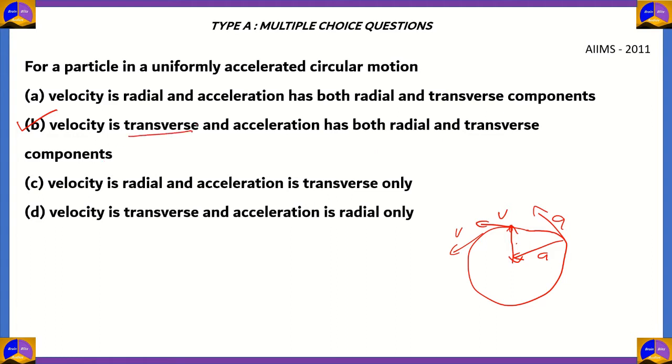Here, transverse refers to tangential. In option A, it says that velocity is radial, which is incorrect. In option C, again, velocity is radial, so it's incorrect. Both C and D are incorrect because they say that acceleration is limited to one direction only, whereas there are two components for acceleration, one radial and the other transverse.